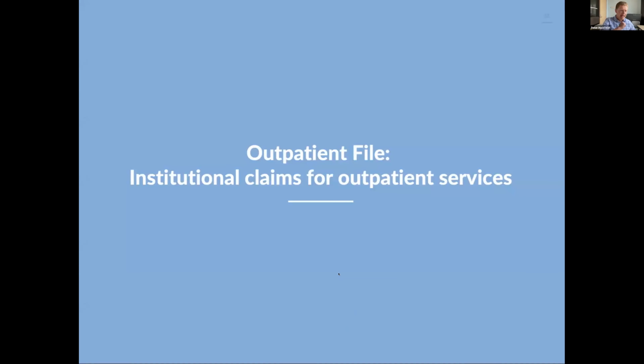Okay, the next file is the outpatient file. And so the outpatient file gets to those facility claims we were talking about in the previous slide. So basically, if a physician is providing a service in an outpatient hospital department, there will be one claim from the physician, a professional claim, but then there will be another claim from the outpatient hospital department, and that's the institutional claim. And it covers the institutional portion of the cost of providing that service.